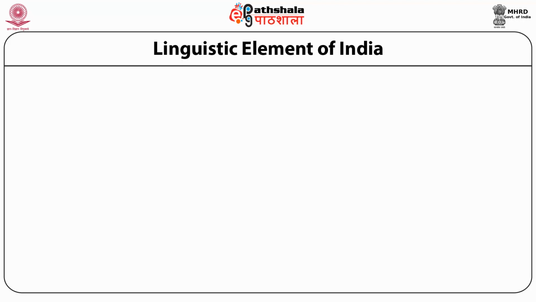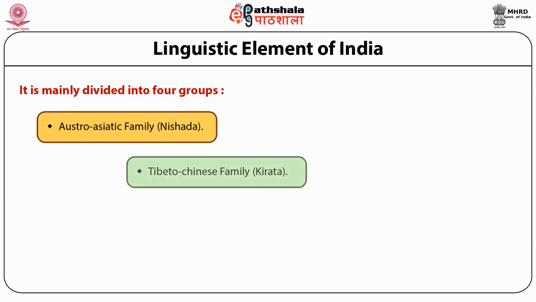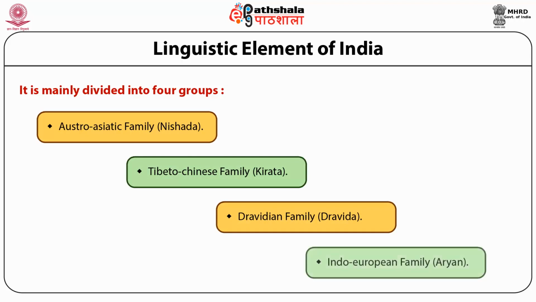Classification of Indian languages. The languages in India are grouped under the following four family groups. Number 1, Austro-Asiatic family, whose speakers are Nishada; Tibeto-Chinese family, speakers are Kirata; Dravidian family, the speakers are known as Dravida; Indo-European family, the speakers are Aryans.